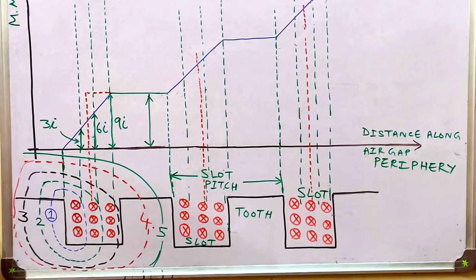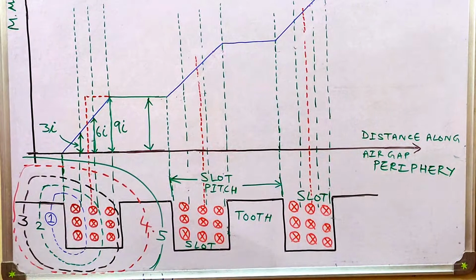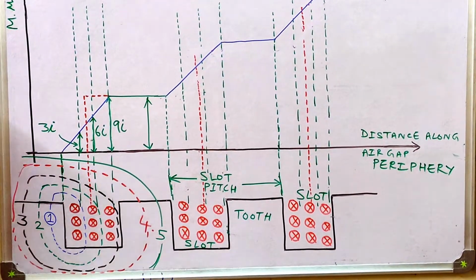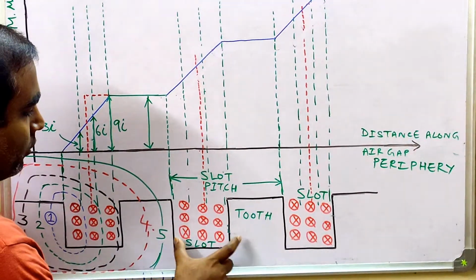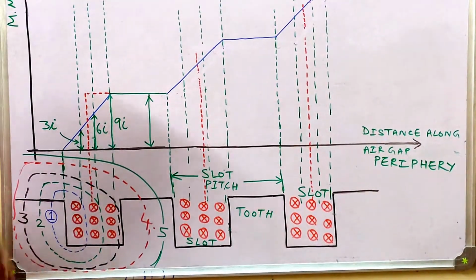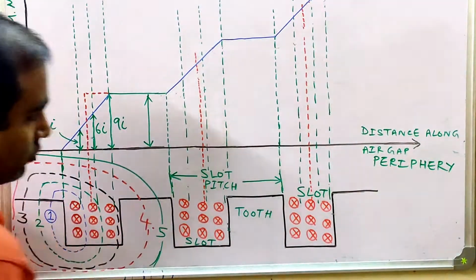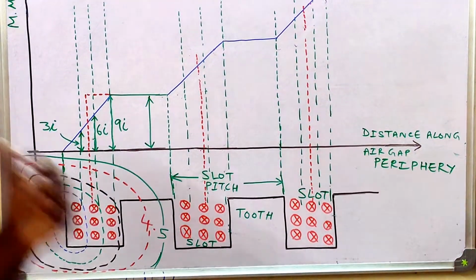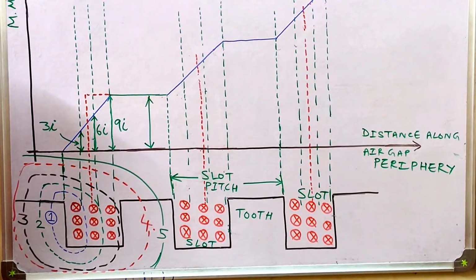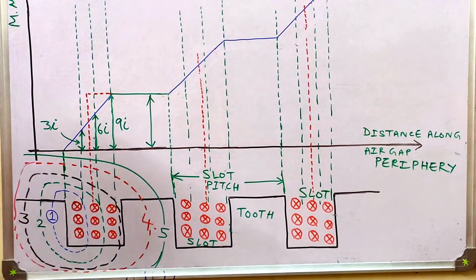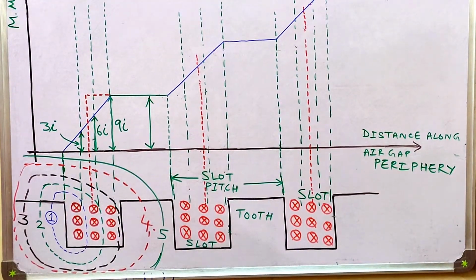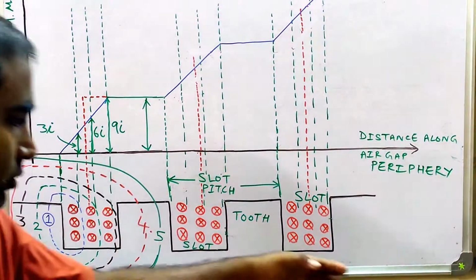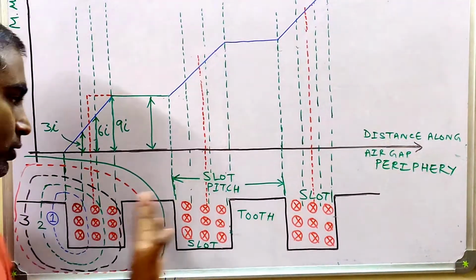That means I am analyzing the MMF variation over the slot pitch which is there on the rotor core. So that's why I have taken the developed view of the rotor core. If you try to study the MMF variation over the slot pitch for the stator core, in that case you would have to take the developed view of the stator core. So here I am taking the developed view of the rotor core.